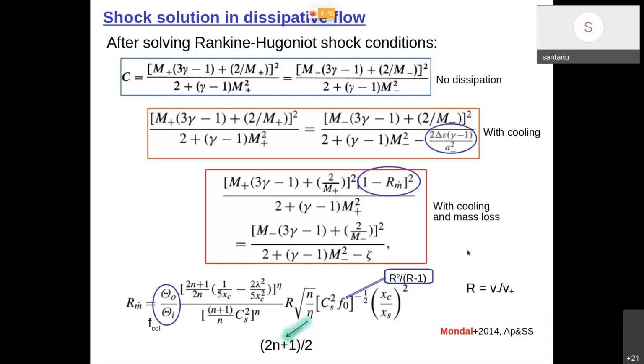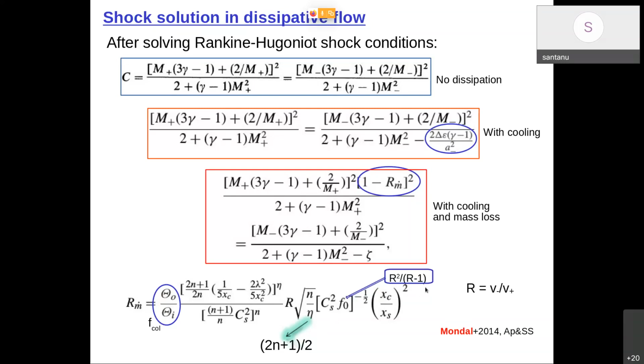Also, if we consider both cooling and mass loss, both the terms, this Rm dot and zeta, will appear in the solution. After solving all these equations, we also estimated the outflow by inflow rate. So how much matter is coming out from the system as the outflow or jet, we can estimate if we have the flow parameters. So this R is basically the shock compression ratio.